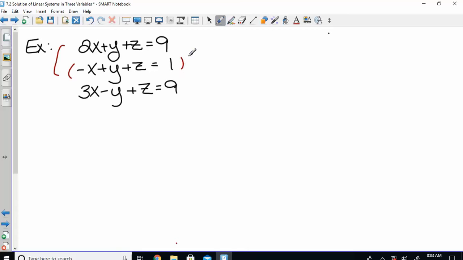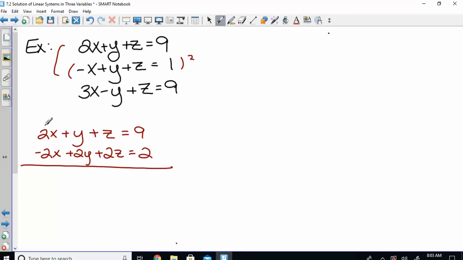Okay, so I'm going to take the second one times 2. There's no right or wrong when you're picking your variable to eliminate, so you don't have to start by x. So if I take second one times 2, we have negative 2x plus 2y plus 2z equals 2. Add those together, my x's drop, so we have 3y plus 3z equals 11.